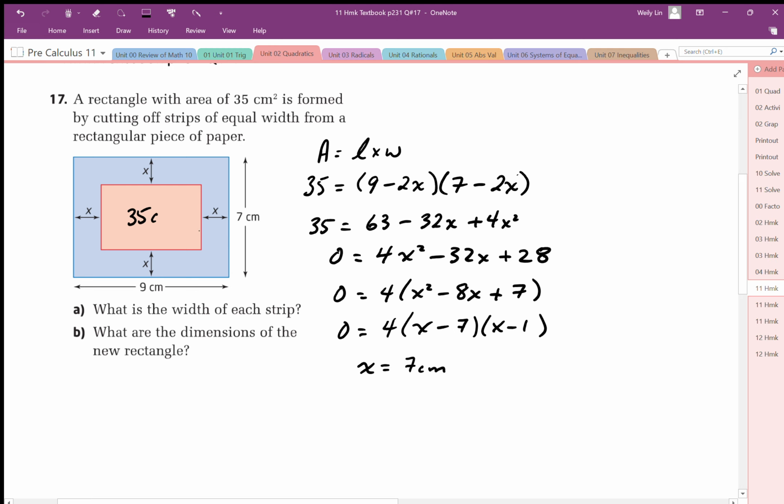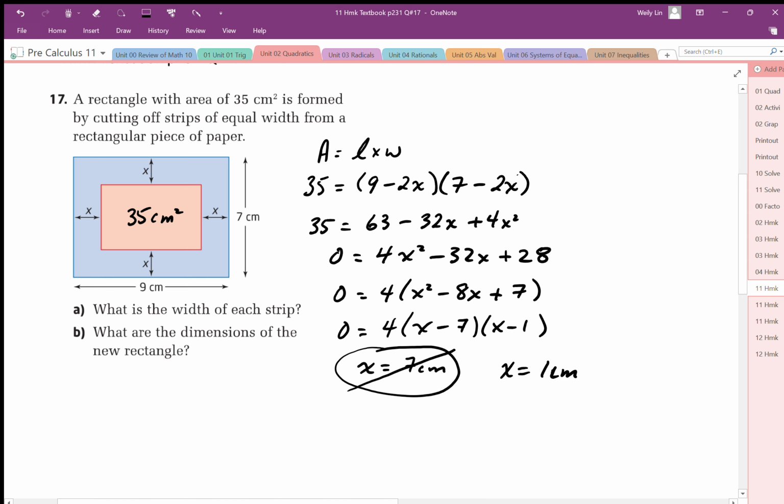Now, if x is 7 centimeters, that doesn't make sense because we are going to be losing too much length from both sides. So if we cut 7 centimeters off top and bottom, we won't have enough paper left over. So this solution doesn't work for this problem. So we end up with the other solution, x equals 1 centimeter.